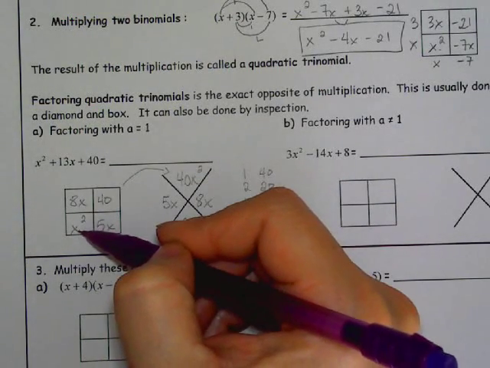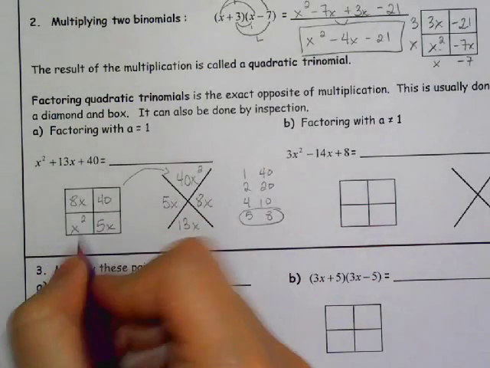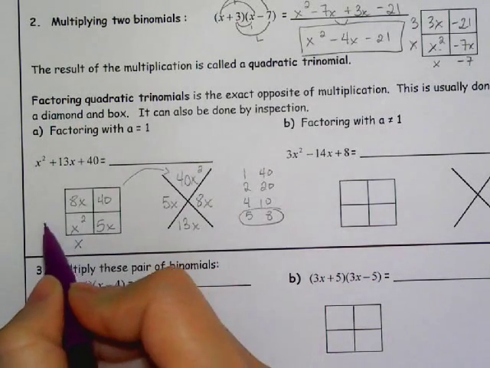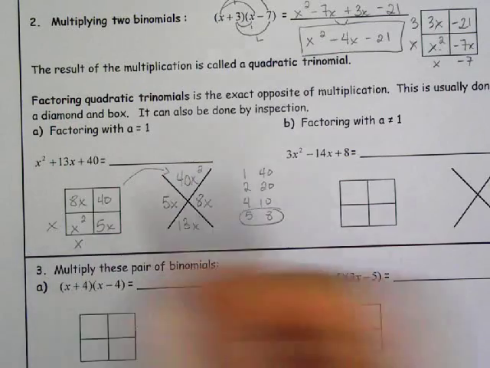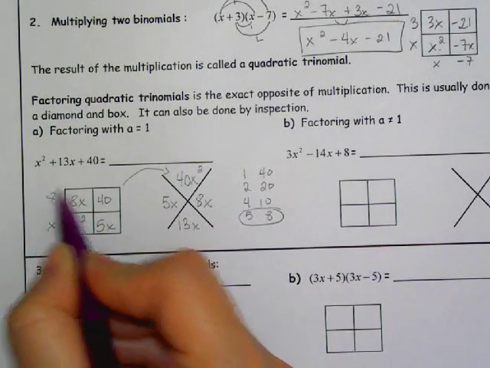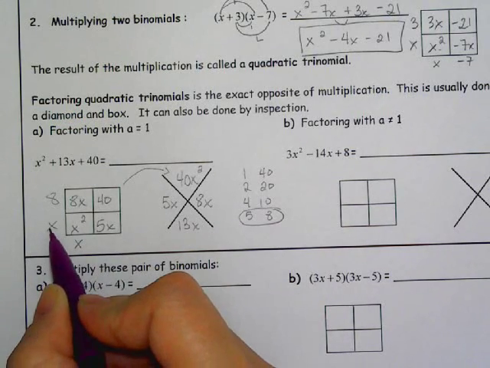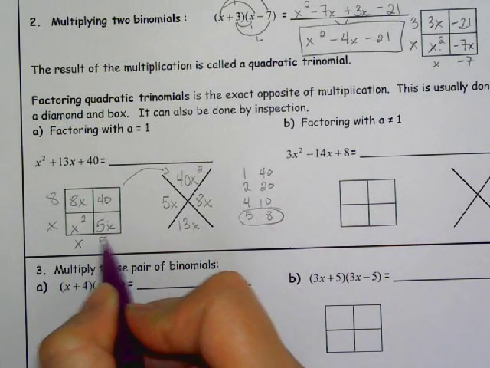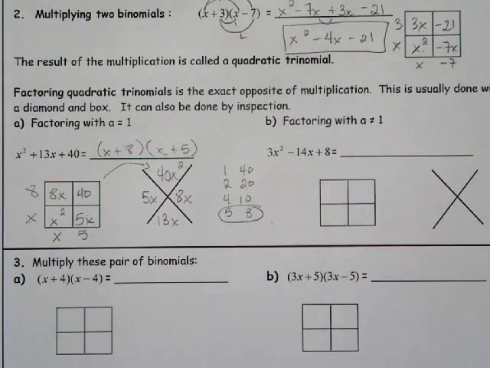So your greatest common factor between x squared and 8x is just x. Same thing over here. We have the x times x equals x squared. X times 8 is going to give you 8x. And x times 5 is going to give you 5x. Anybody have any questions on part A?